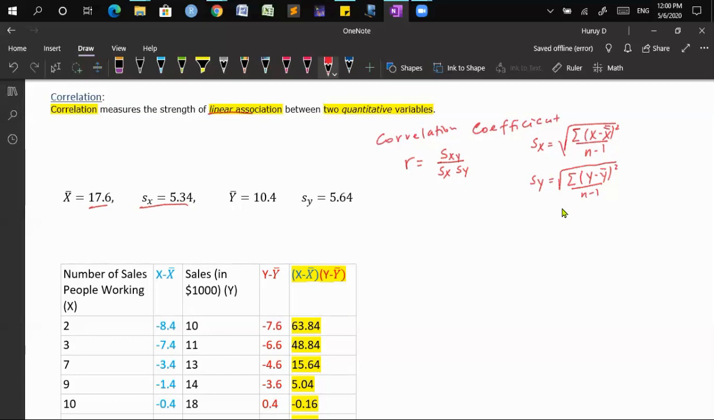How about this one now? Sxy. And this is the summation of x minus x bar, y minus y bar, over n minus 1. And this is what we call the Sxy.